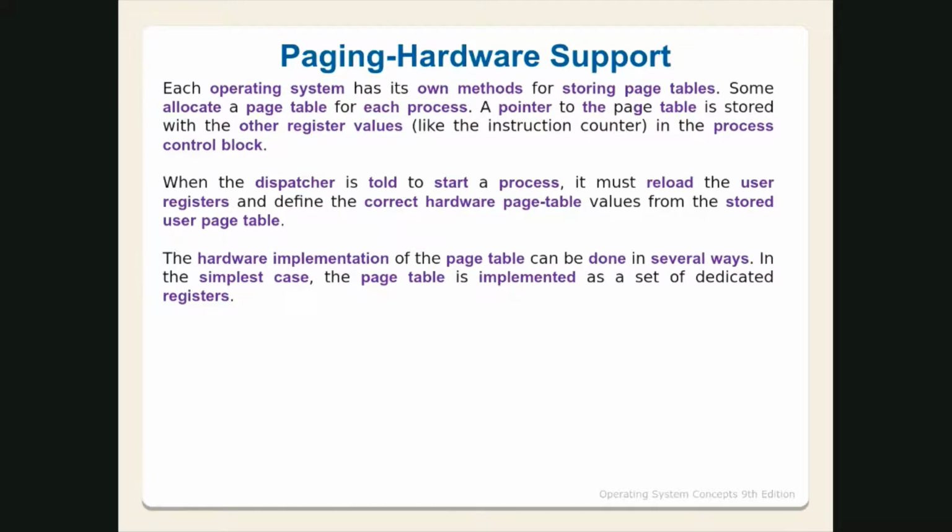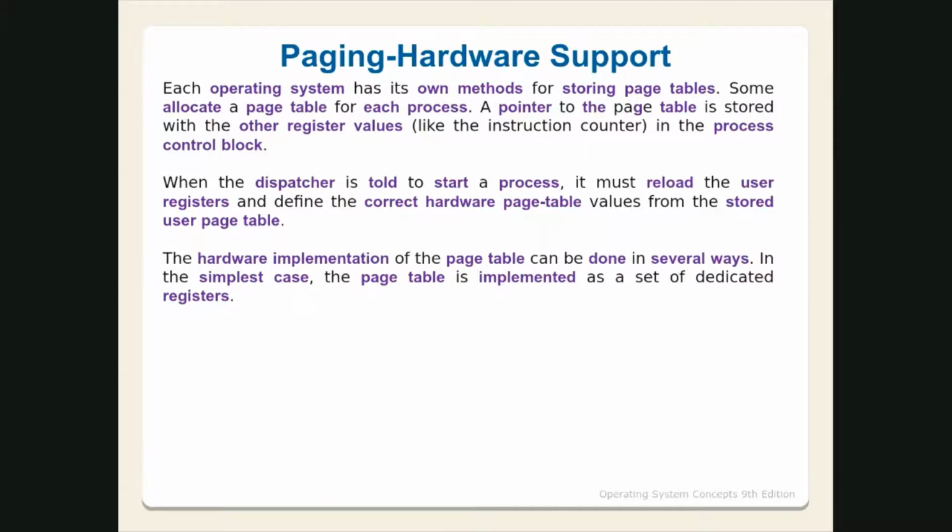So there are many different ways of having these details. Each operating system has its own method for storing the page tables. It depends on the operating system itself. Some allocate a page table for each process. A pointer to the page table is stored with the other register values, for example the instruction counter. This is a technique used by some operating systems, meaning to allocate a page table for each process.